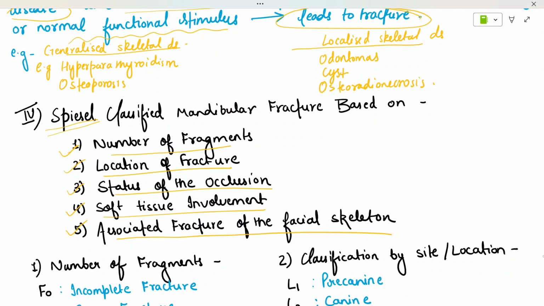That means we are studying the fracture of the mandibular bone. With the mandibular bone, if the fracture of any other facial bone occurs, that involves the associated fracture of the skeletal. In order to learn this classification which was given by Spatial, we can make a mnemonic: F, L, O, S, and A. So this comprises FLOSA.